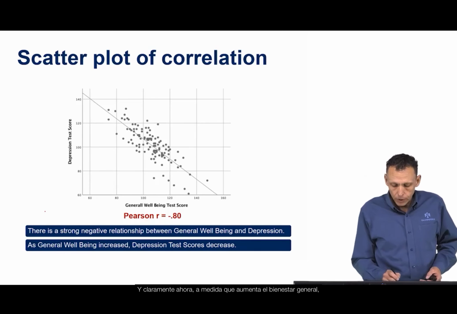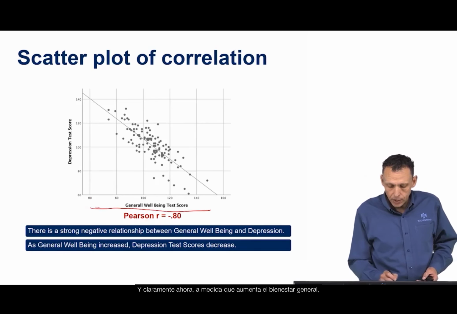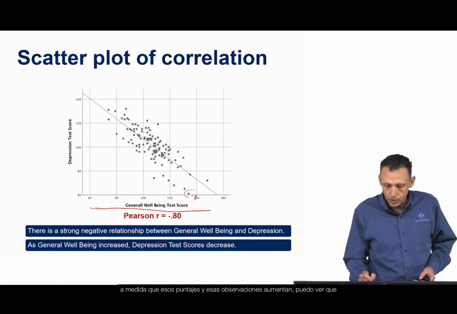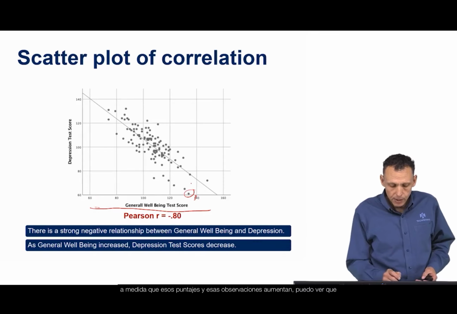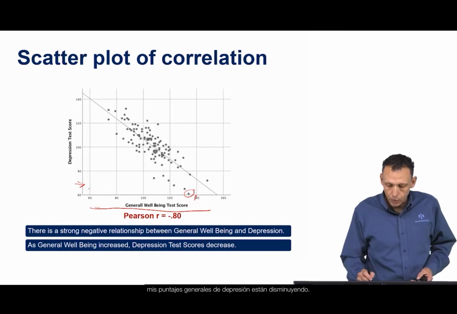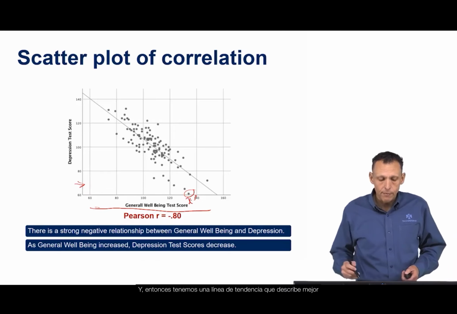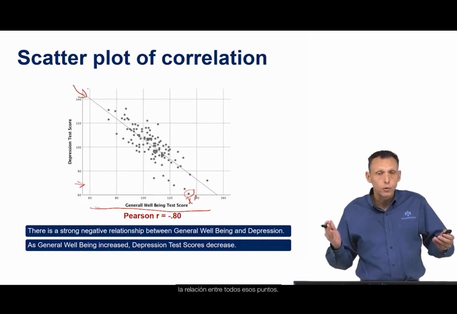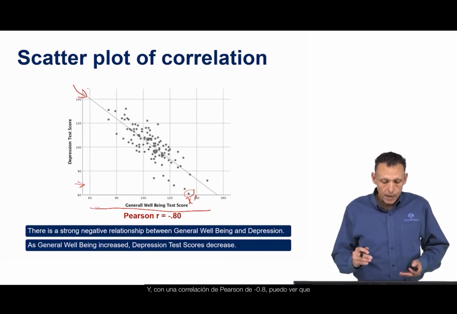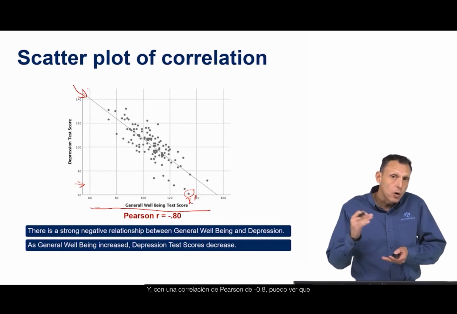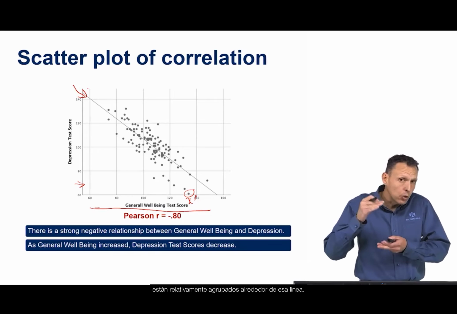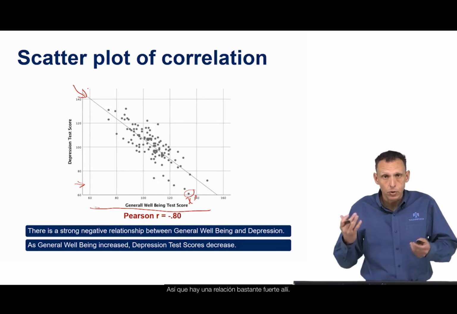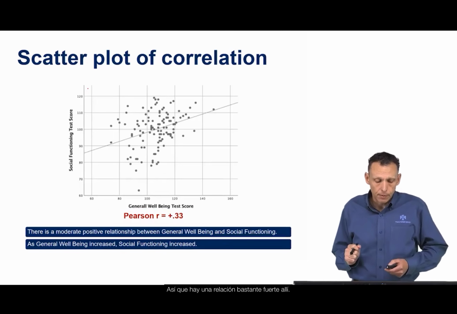And so clearly now, as general well-being is increasing, as those scores and those observations are going up, I can see that my general depression scores are going down. And so we have a trend line that best describes the relationship between all of those points. And at a Pearson correlation of negative 0.80, I can see that they're relatively closely clustered around that line. So there's a pretty strong relationship there.